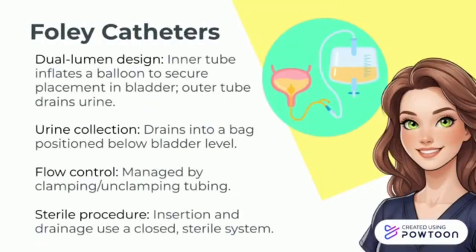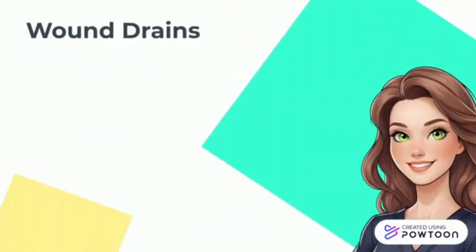Foley catheter. Foley catheters have two tubes, one inside the other. The inner tube is connected at one end to a small balloon. After the catheter is inserted into the urethra, the balloon is then filled with water or air to hold it in place. Urine drains from the bladder through the outer tube and collects in a container attached to the patient's bed or table. Clamping or unclamping the tubing controls the flow of urine. The catheter bag must always be lower than the patient's bladder. Catheterization is a sterile technique, and the catheter drainage system is a closed sterile system.